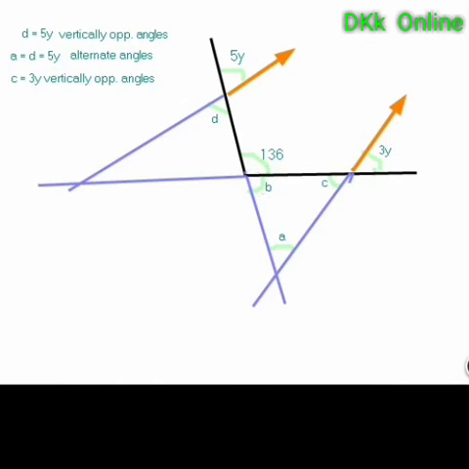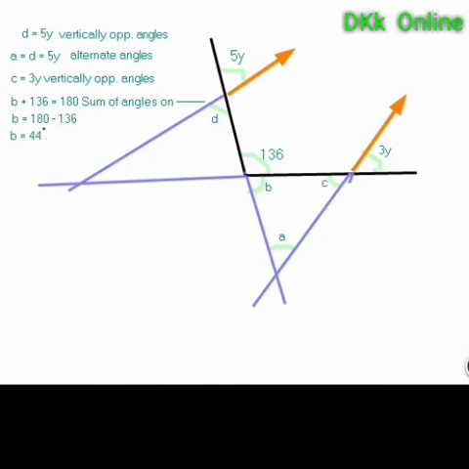The next one is to find B. If you look at 136 and B, they're lying on a straight line, so we can add them up. Remember, they are supplementary, so the two angles' sum adds up to 180. B plus 136 equal to 180, and since it has one unknown, we find that B equals 44 degrees.